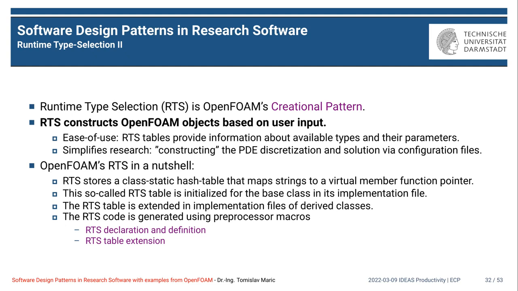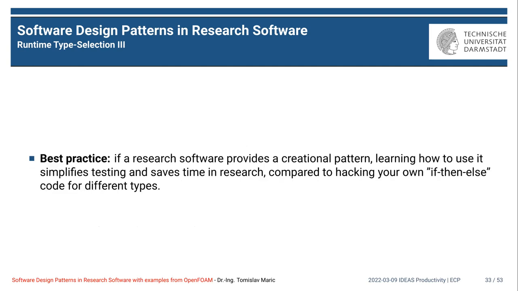So every time you define your user-defined type, you say, hey, I want to add this type to the runtime selection in the root of the hierarchy. And you extend the hierarchy, right? You can do this at compilation of your library without modifying existing legacy code, which is really great. The problem is it's quite complicated. The mechanism itself is using a lot of preprocessing macros. I've linked it, so if you download the PDF, you can investigate. There's a short best practice for this: if your research software provides a creation pattern, use it.